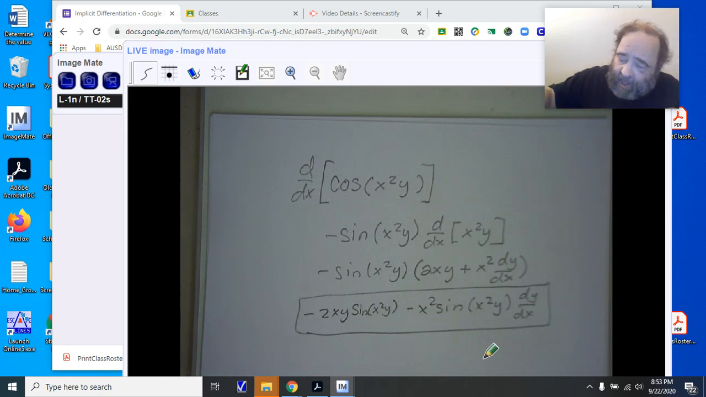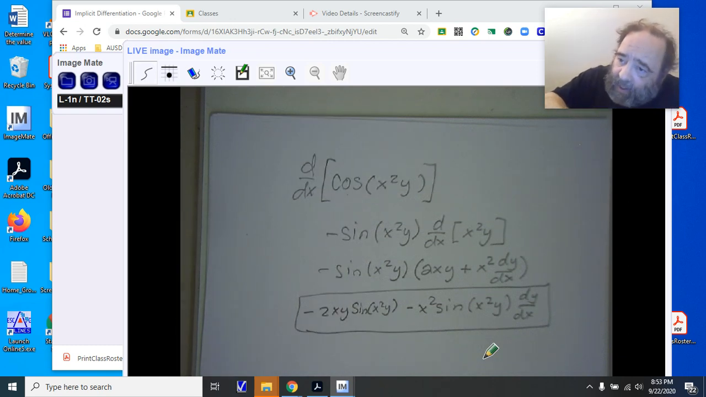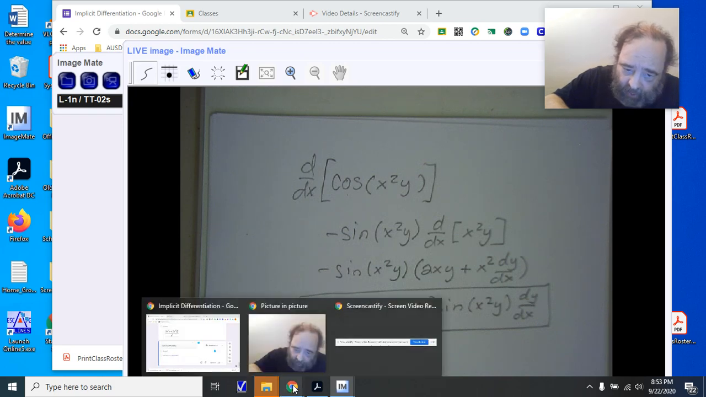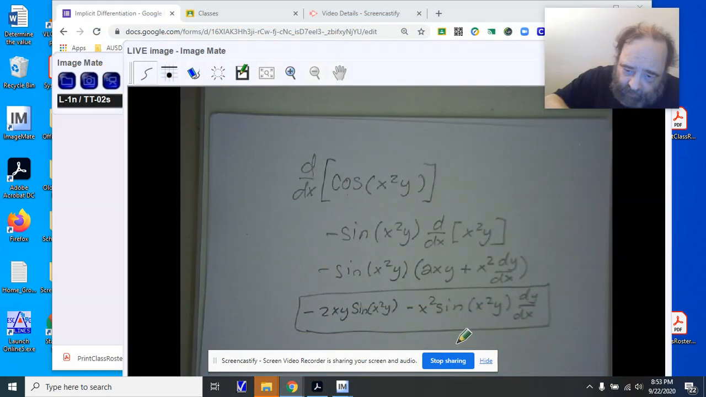In the next video we'll be taking a look at how we work with an equation with implicit differentiation, and we'll see how that influences what we do.